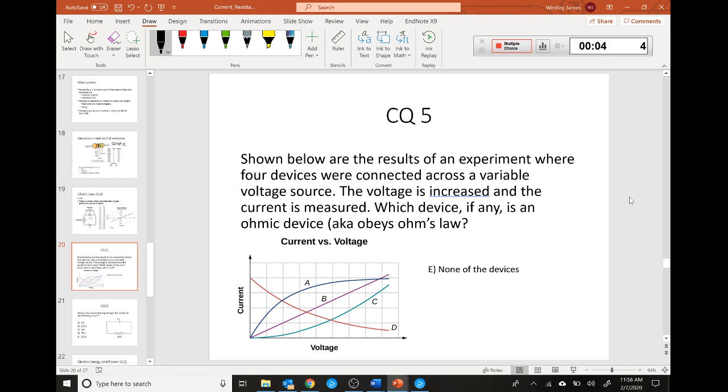So this question is, shown below are the results of an experiment where 4 devices are connected across a variable voltage source. That just means I can change the voltage. That allowed me to get all these measurements. To get these measurements, I had to change the voltage. The voltage is increased and the current is measured. Which device, if any, is an ohmic device, aka obeys Ohm's law, which just means that V equals IR. What kind of relationship is this? Is it linear? Is it exponential? Is it logarithmic? As I increase voltage linearly, should current increase linearly or should it increase exponentially or whatever? There's just some math practice basically.